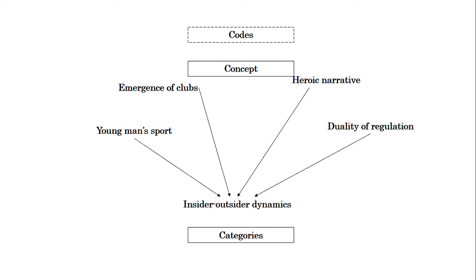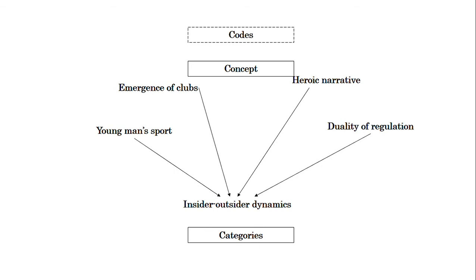So how do concepts look? When you refine the codes, concepts are created, and these refined codes or concepts look like young man's sports, emergence of clubs, heroic narrative, duality of regulation. As you will see, evidently they suggest that they have been created by the researcher, and suggest a researcher's interpretation rather than what theory is saying. At this level, you are not referring to the literature, you are simply referring to the data that you have, and that is why these are more vague. They look like some activity or some movement or some behavior and so on.